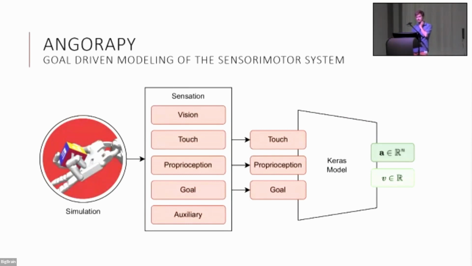And this means that as the neuroscientist that wants to build this without understanding anything about the machine learning part, all you have to do is implement your model as a Keras model, so with TensorFlow, with two constraints. That is that the input to your system is a subset of the sensations, or the sensory modalities, that are available from the simulation in ANGORAPY, and that the output is some multivariate policy distribution over the actions, for instance over the actuations on the joints of the robotic hand, and some valuation of the current state that the system is in.